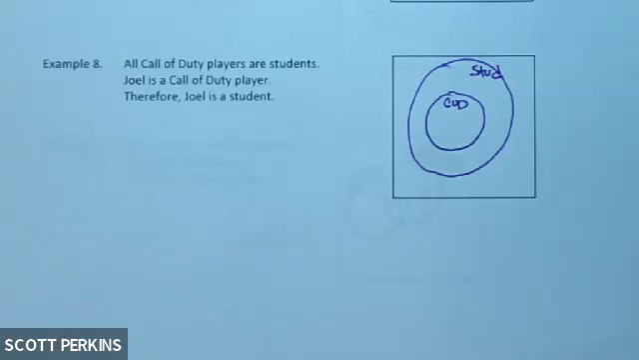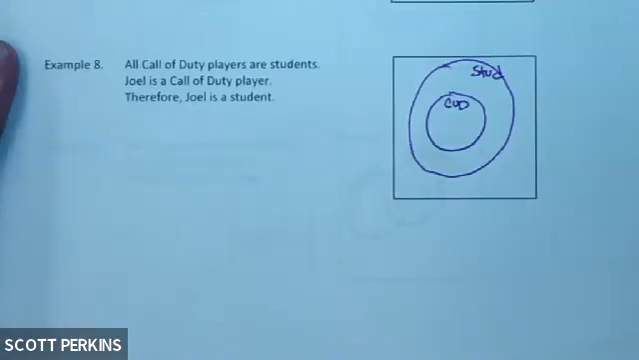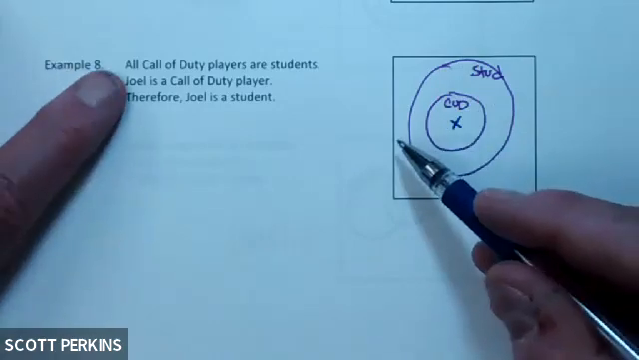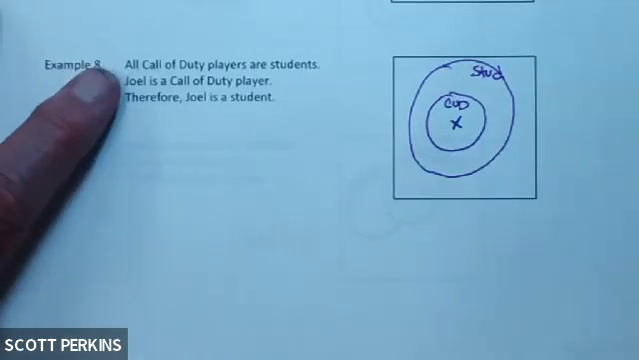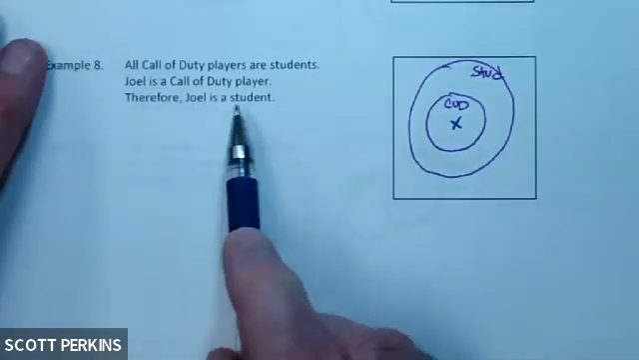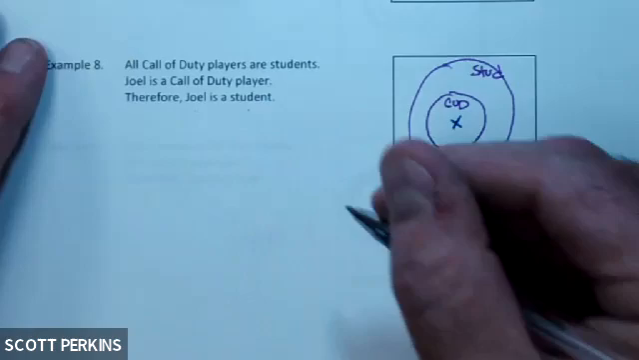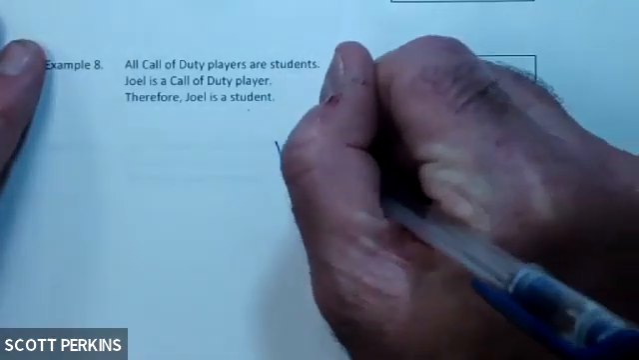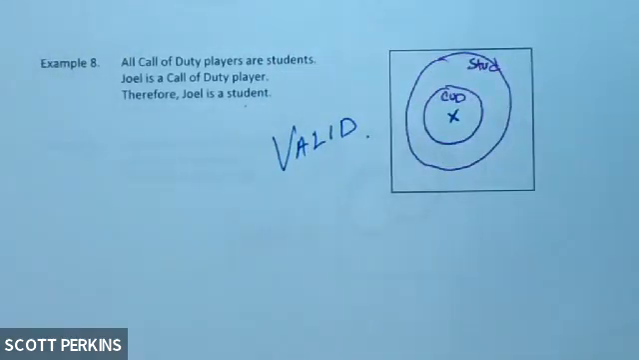Okay, and then Joel. So this one goes back to the way we started, that this second premise is not a quantified statement, it's just a particular person. Joel is a Call of Duty player, so I'm going to put Joel's X right here. Is there anywhere else that I could draw Joel's X that would match him being a Call of Duty player? Nope, that is it. So does Joel have to be a student? Yes, according to the diagram, certainly. So that is valid. And that is syllogistic arguments.